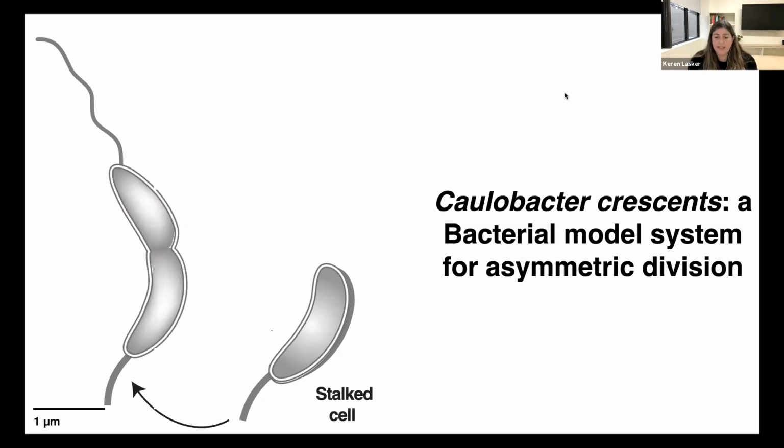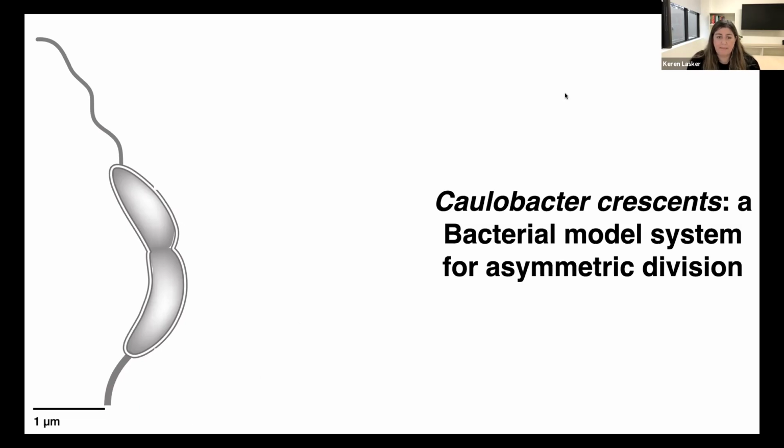At this point, the cell switches to its S phase and starts replicating its chromosome to grow and to synthesize a new flagellum at the cell pole opposite the stalk. This process takes approximately 90 minutes in minimal media.